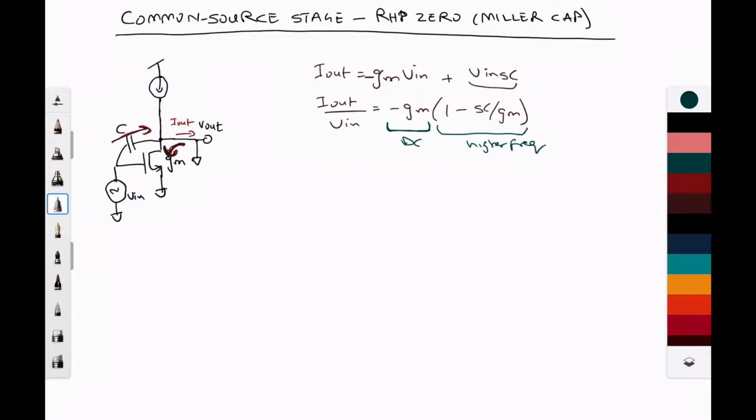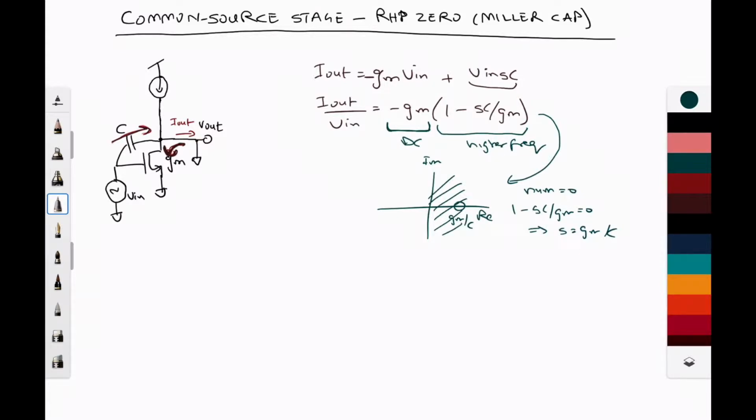Now why is this a right half plane zero? We can see that by going down here and then just drawing on an S-plane what this looks like. So a zero is when the numerator of an equation is equal to 0. So that means that 1 minus sC upon gm is equal to 0, which means that s is equal to gm upon C. So on the S-plane, this winds up looking like a zero at gm upon C, and because this is in the right half plane, it's automatically a right half plane zero.